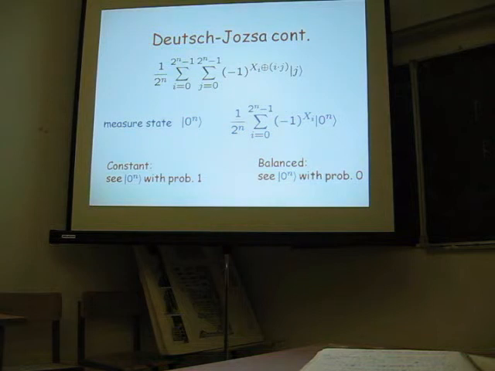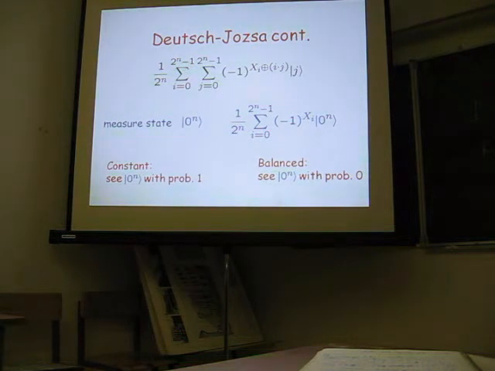Meaning that in the constant case, I will observe 0 to the n with probability 1. On the other hand, if we are in the balanced case, then half of these terms are 0 and the other half is 1, and they all neatly cancel, and that probability is going to be 0. So either I observe the 0 and I'm sure that we were in the constant case, or I observe another basis state, anything but the all zeros, and I'm sure that I was in the balanced case.